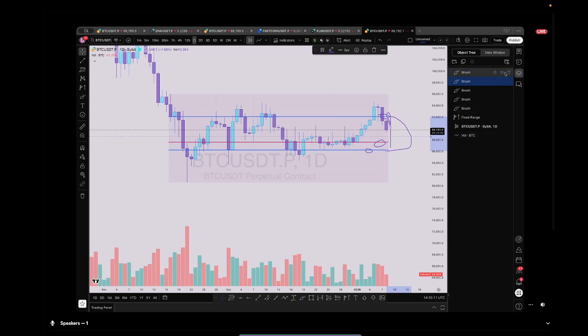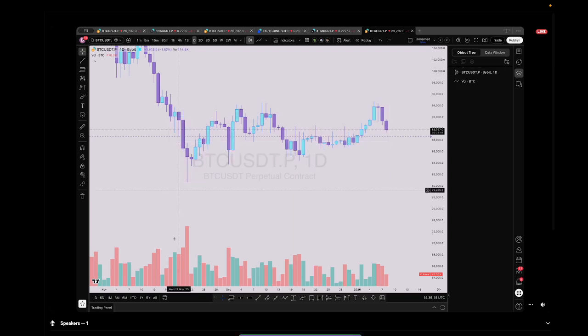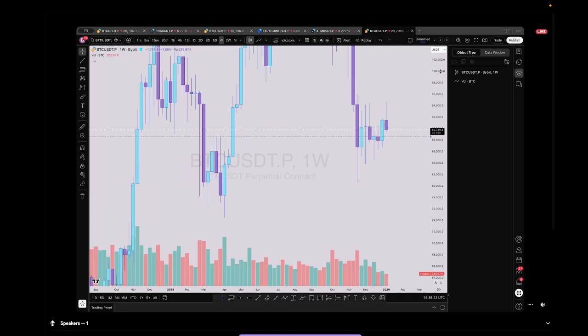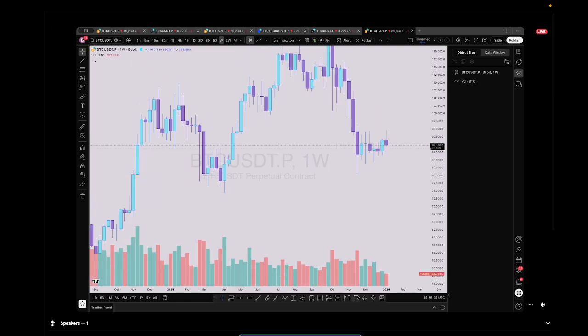Okay, so that's one way you can use it. Then you have another way. You can also say, okay, they also on the daily, but we can go on the weekly. And we want to know on every candle where is the point of control. Okay, so just double click the candle.